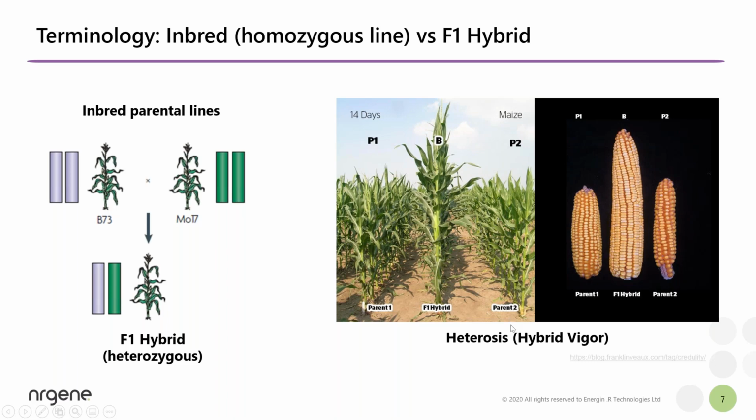a phenomenon called heterosis, or hybrid vigor, in which the F1 hybrid performs much better than both parents. In this case, in a classic textbook example, the F1 hybrid, both the plant and the fruit or the actual product, is better performing than the two parents.